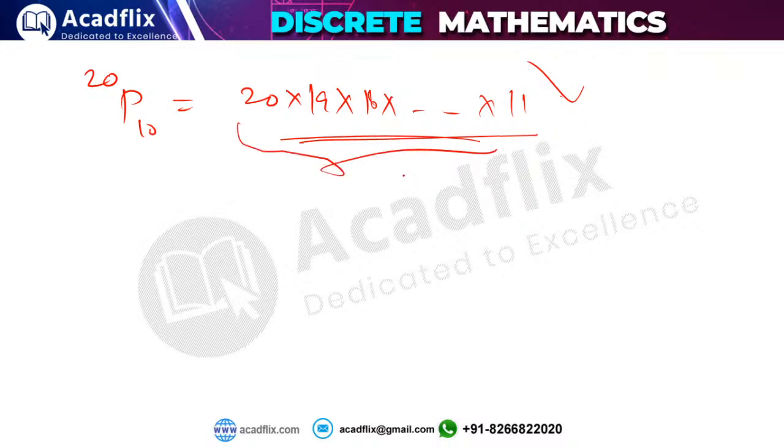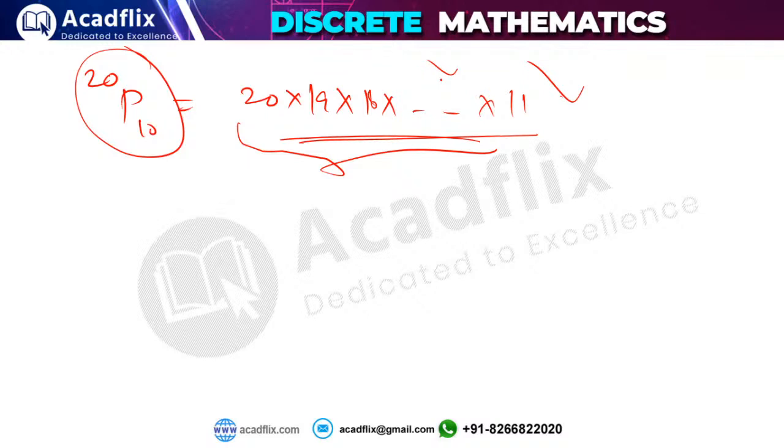Actually, this answer we got using the product rule. We did not apply the permutation formula, but you can apply this formula directly. You can see this product rule, sum rule, division rule, subtraction rule. These are very important because these are the basic rules. All other concepts we can derive from these concepts. So the answer will be 20P10.